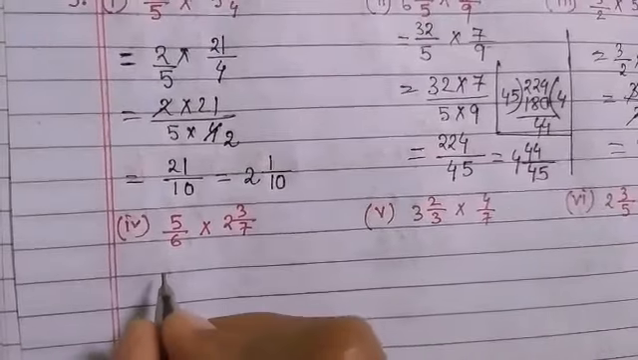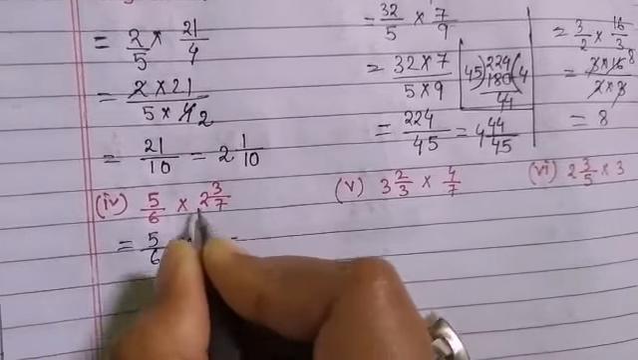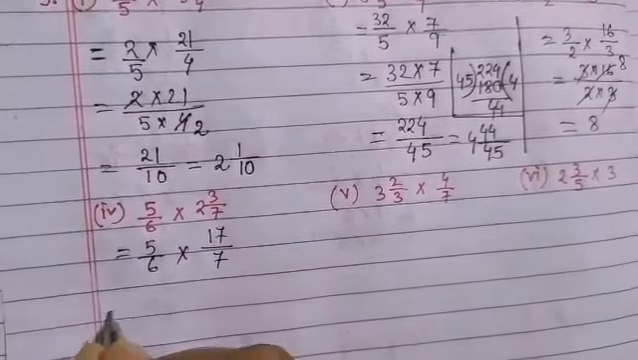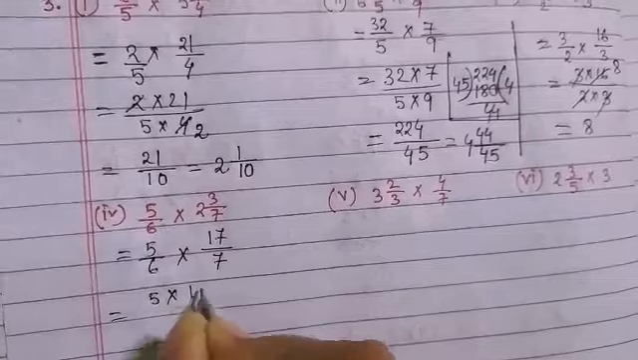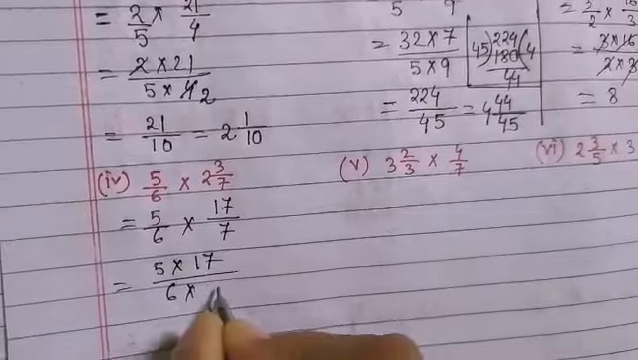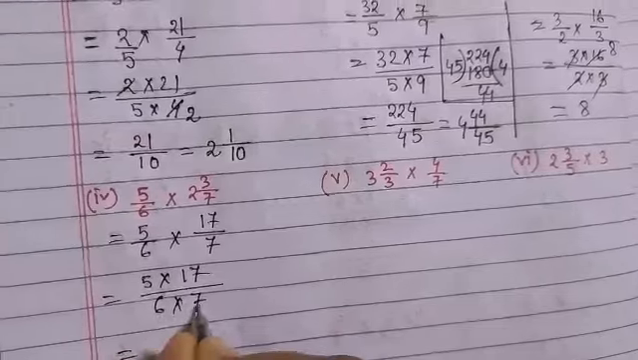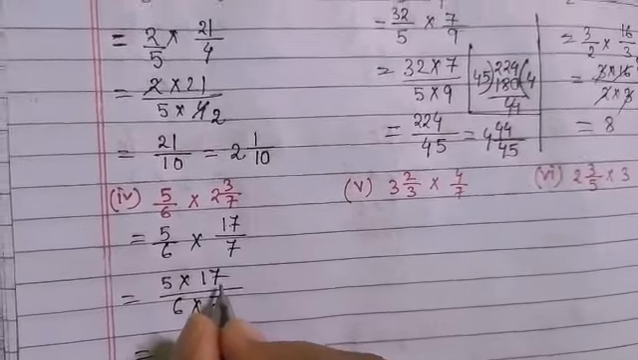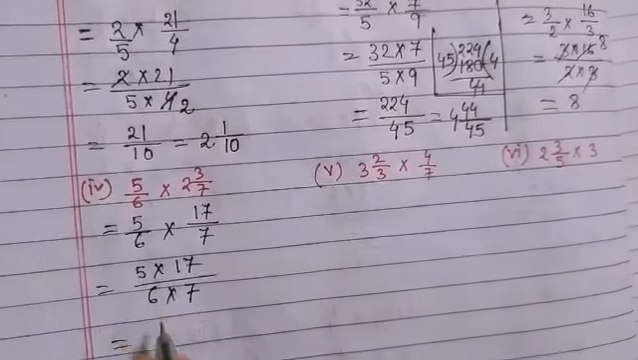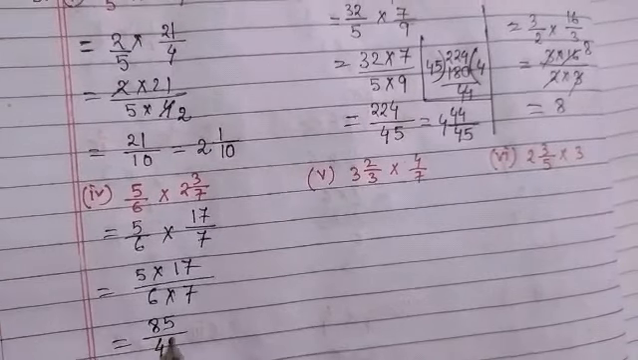Then number 4, 5 by 6 into 7 2s are 14 plus 3, that means 17 by 7. Then 5 into 17 divided by 6 into 7. Then by 6 and 7 these numbers cannot be cut because 5 and 17 are prime numbers. So direct multiplication, 17 into 5, that means 85 divided by 7 6s are 42.